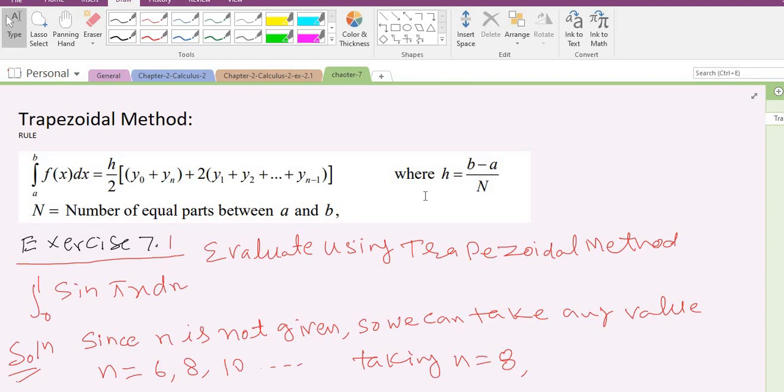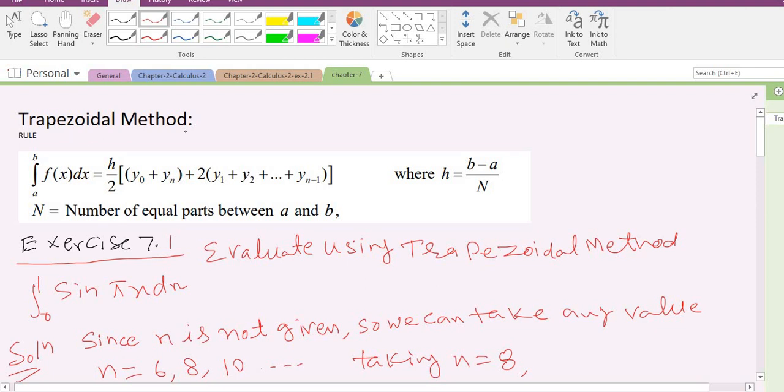As per your demand, I am going to upload solutions of chapter number 7. Chapter number 7 means how to integrate by using trapezoidal rule and Simpson's rule. So first of all, I want to tell you by using trapezoidal rule.